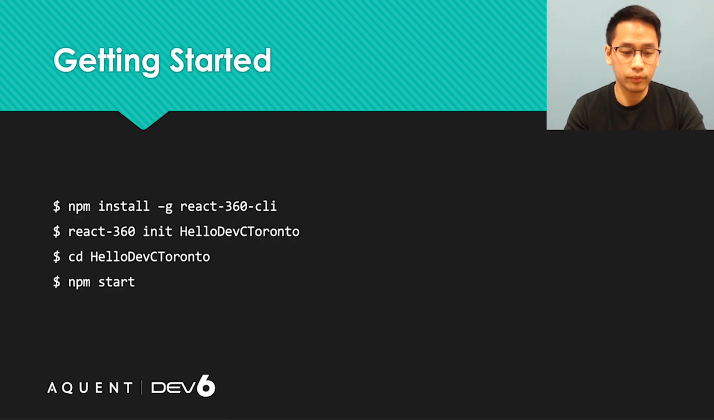So how do we get started? Getting started with React 360 is actually pretty simple. The same way we have create-react-app and create-react-native-app, we also have the React 360 CLI. As you can see, we just start by installing the React 360 CLI, and from there we can initialize our project. Once we go into the project directory, we can start up our local server and serve up our files, and we'll see our application there. Since React 360 is built on top of React Native, it also uses the same bundler that React Native uses, which is the Metro bundler.